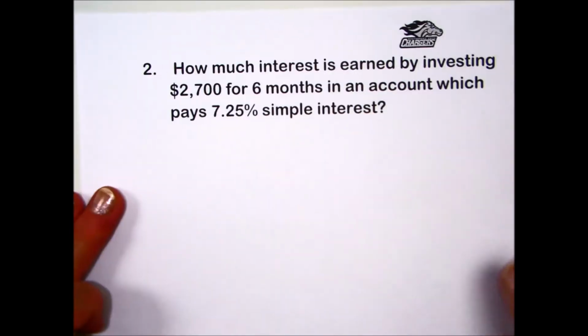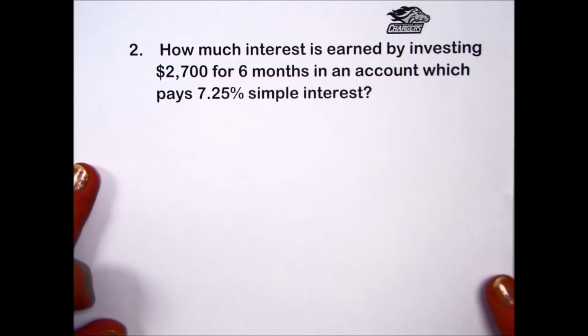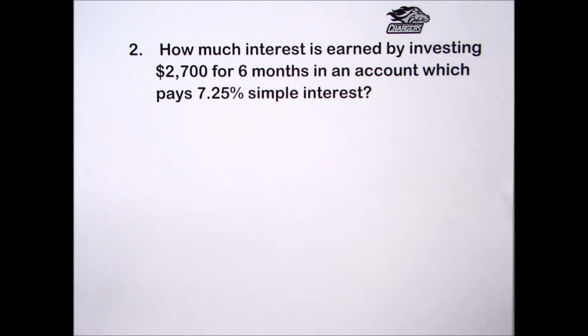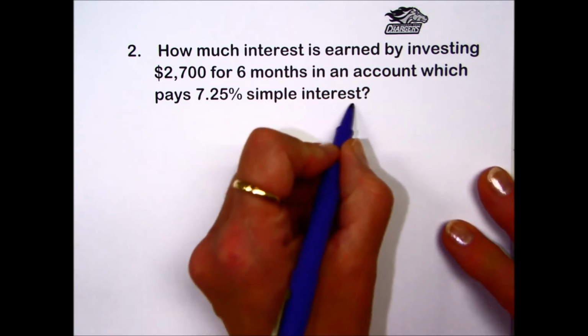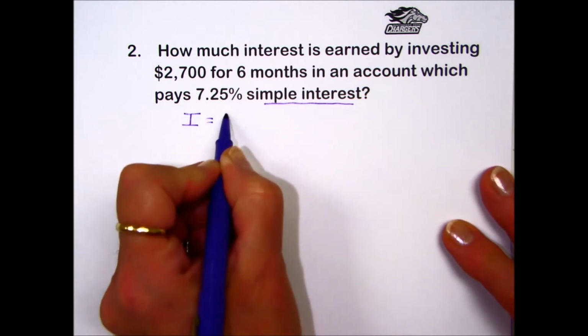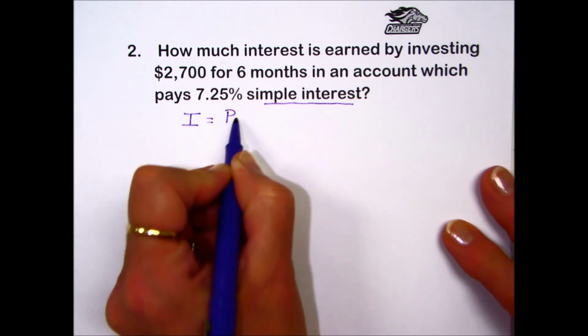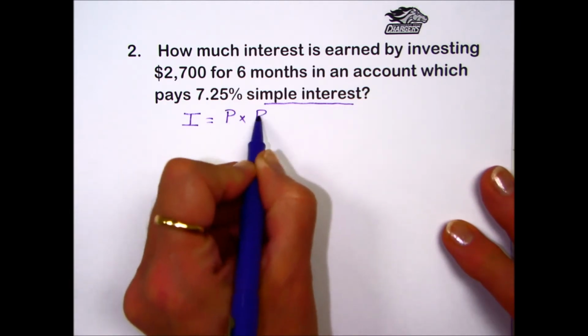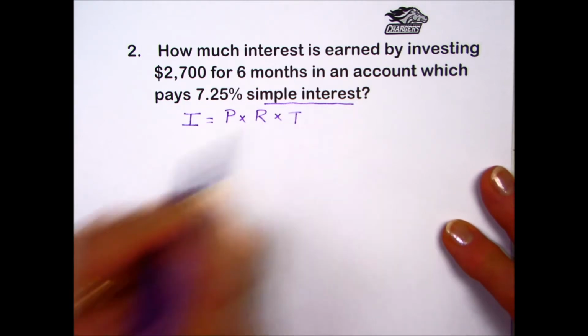In problem number 2, it states how much interest is earned by investing $2,700 for 6 months in an account which pays 7.25% simple interest. It's asking us for simple interest. We'll return to the simple interest formula to solve this question, taking the principal times the rate times the time.